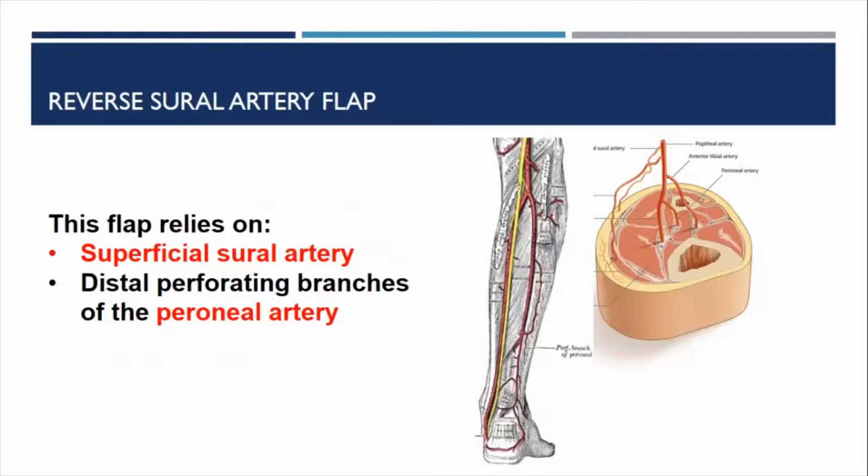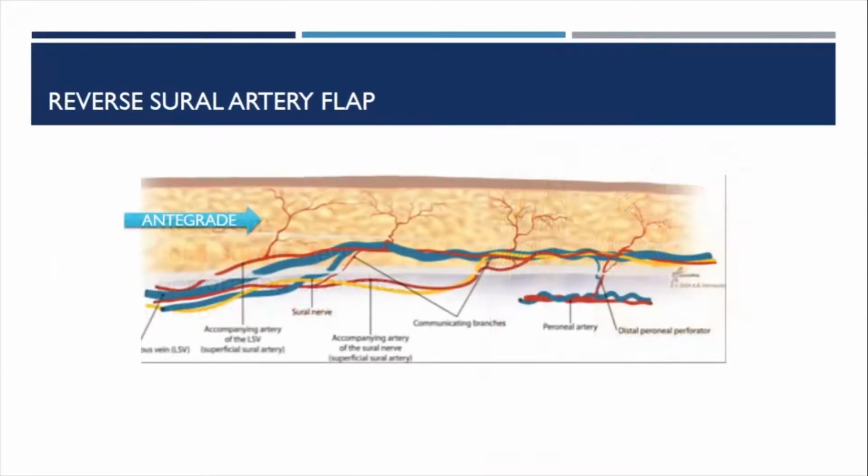The flap is a fasciocutaneous flap from the posterior aspect of the lower extremity that relies on blood flow from perforating branches of the peroneal artery distally with retrograde flow proximally to supply the skin paddle of the flap. A thorough understanding of the anatomy of the blood supply to this flap is critical to its success.